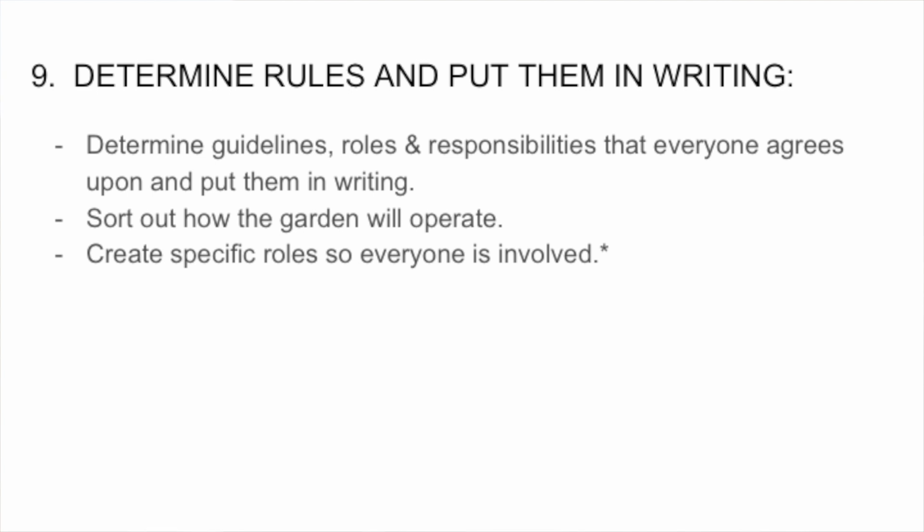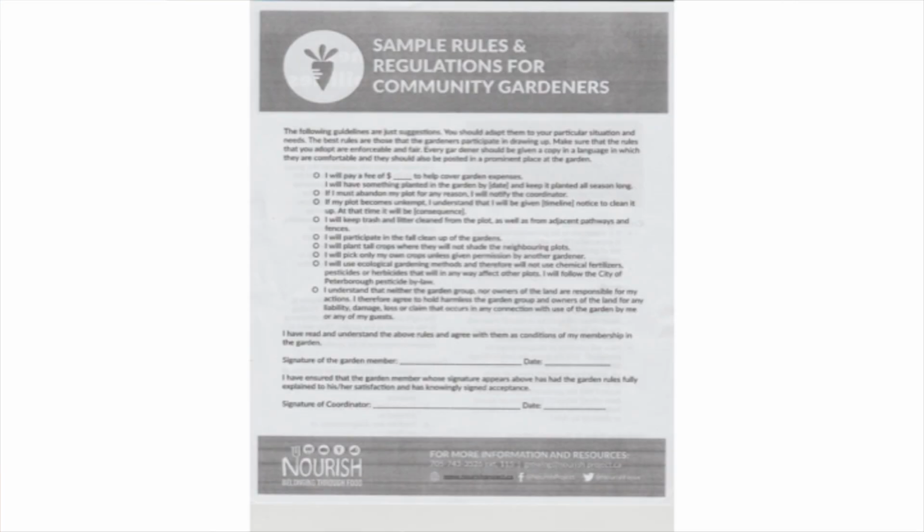Step number 9. Determine rules and put them in writing. So you need guidelines. You need to outline maybe the roles and responsibilities. It's important to have them in writing and to involve everybody. Everybody needs to be on the same page. They need to know how the garden is going to operate. And if everybody has a job to do, then there's less arguing and fewer conflicts.